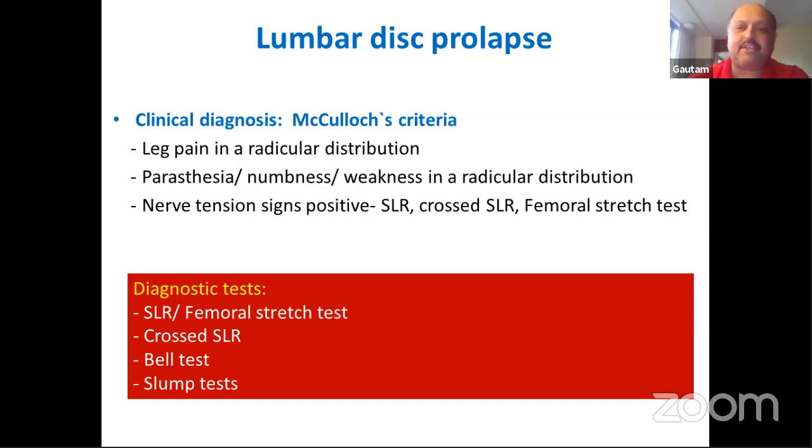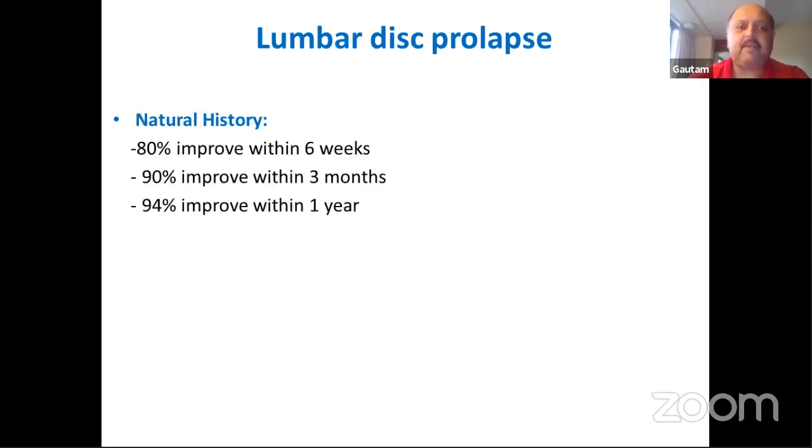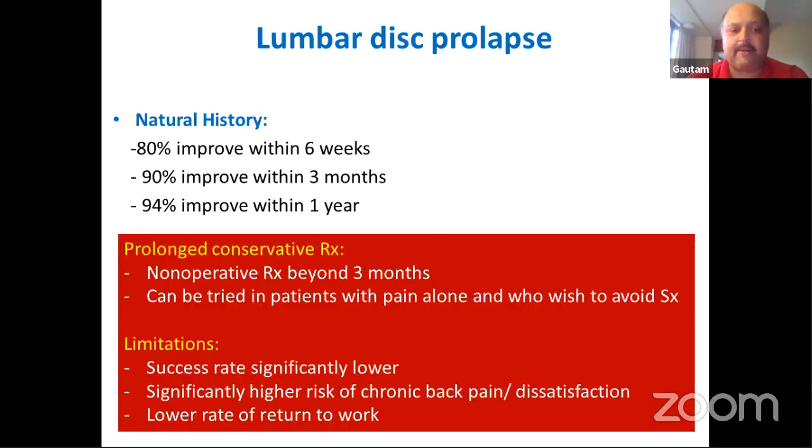So the diagnosis of a lumbar disc prolapse is clinical, and the natural history: 80% of patients improve within 6 weeks, 90% improve within 3 months. If you wait longer than that, then only 4% more of patients improve by 1 year, and therefore 3 months is generally taken as the cutoff period after which non-operative treatment is stopped and surgery is recommended.